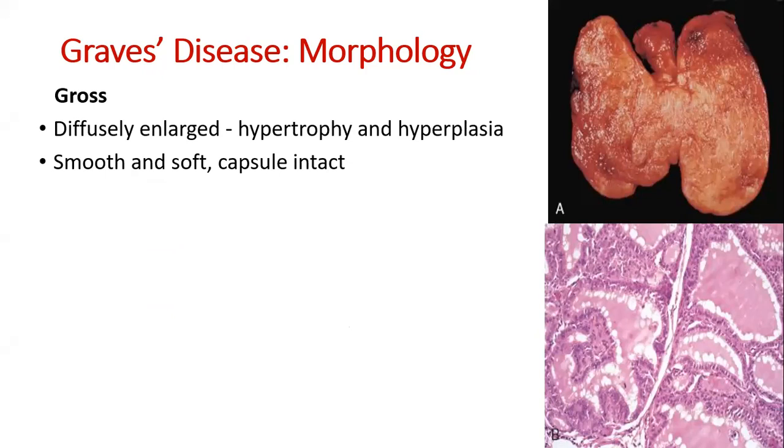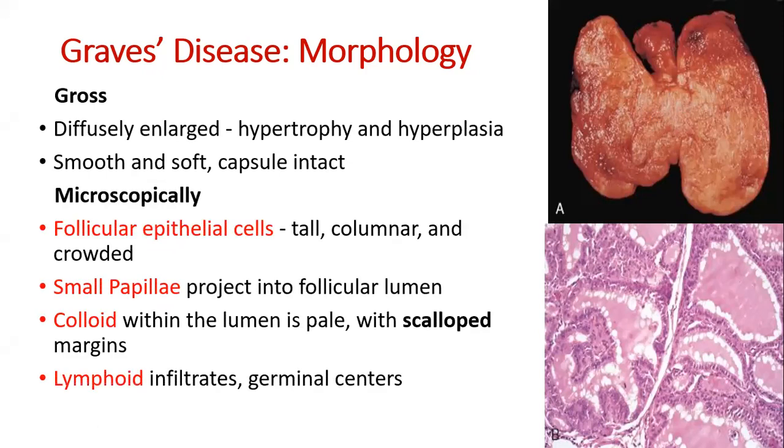So the thyroid gland is enlarged. This is too huge for a thyroid gland. And usually it is smooth, soft, encapsulated, the capsule is intact. Microscopically, very interesting: follicular epithelium becomes more functionally active. That makes them tall, columnar, and crowded. Crowded, they start becoming folded like papillae.